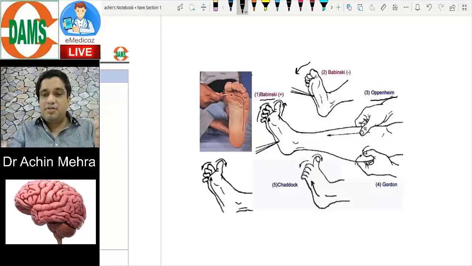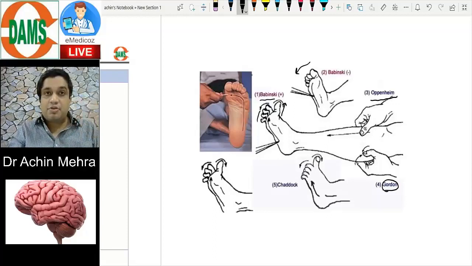What is the Gordon sign? In Gordon sign, we try to squeeze the calf muscle of the patient, and suddenly again the same reflex could be elicited. So sometimes if you don't want to stroke the sole of the patient's feet, you can try to pressurize the anterior end of the tibia, the shin part of the tibia, and then you can see the plantar response, that's open hand. And if you squeeze the calf muscle, that's a Gordon sign.